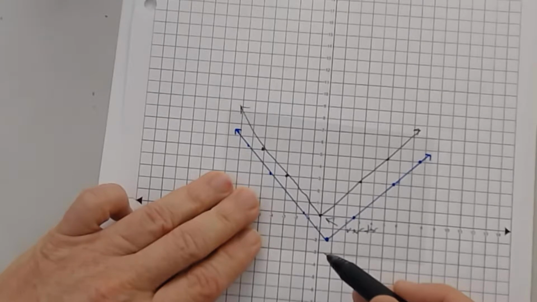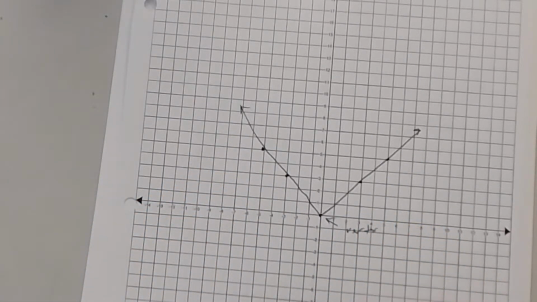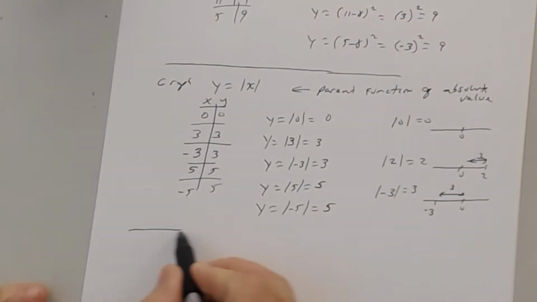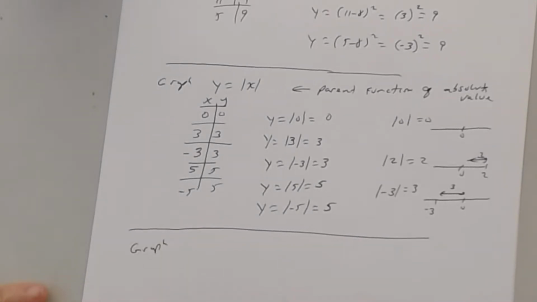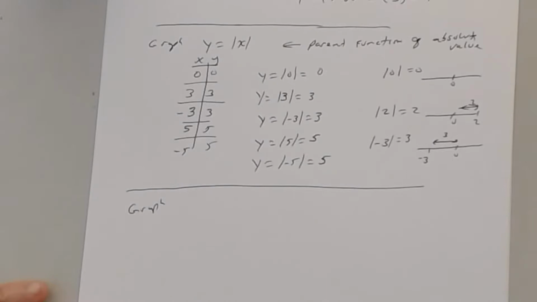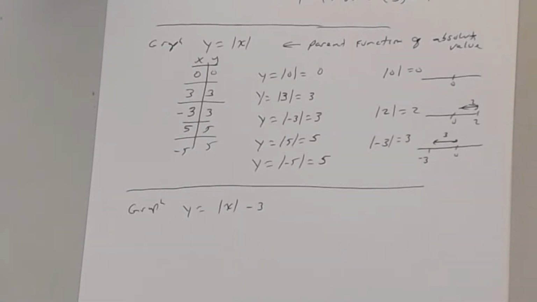What's that called though? Parabola. All right, so let's look at this one. Let's suppose you want to graph y equals absolute value of x minus 3. Y equals absolute value of x minus 3. That.